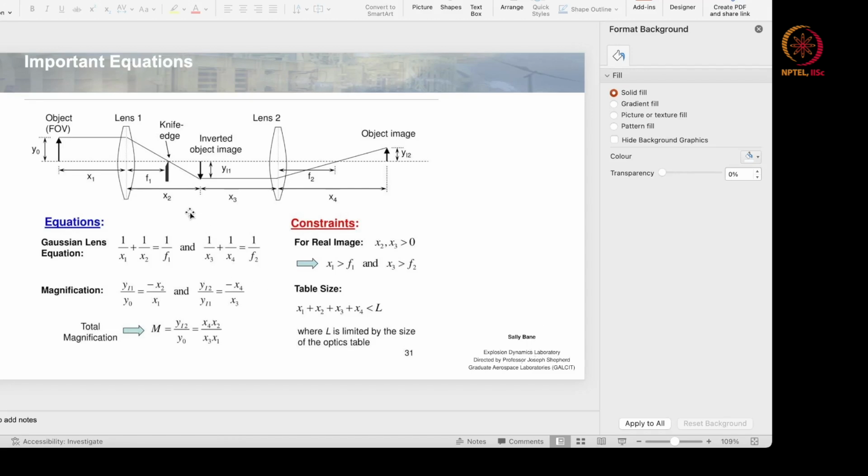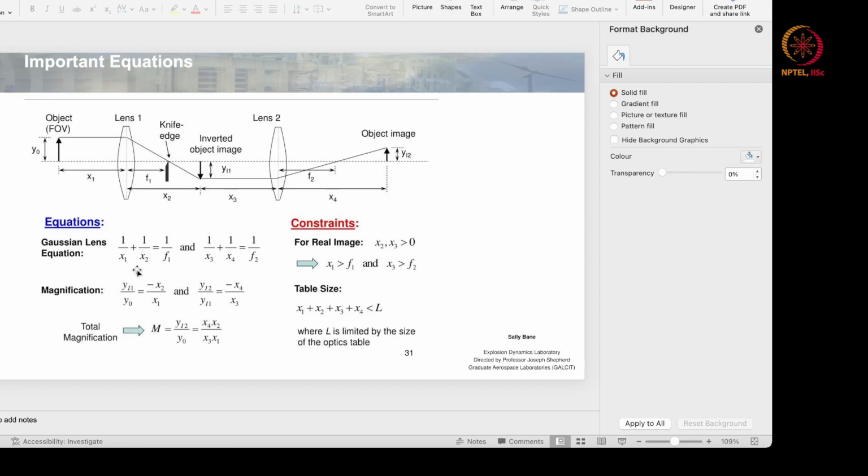These are the things to consider when you want to set up a Schlieren. For example, here is lens 1, here is a knife edge, this is lens 2, and this is the object, and this is the light that's coming in. If you use the Gaussian lens equation, then 1/x1 + 1/x2 = 1/f1, and 1/x3 + 1/x4 = 1/f2 for the second lens.